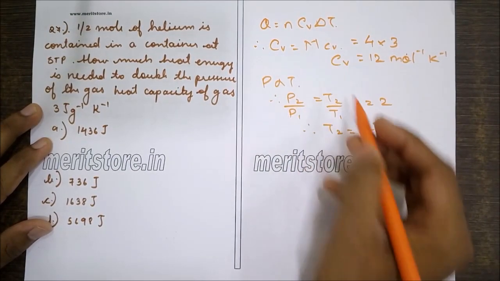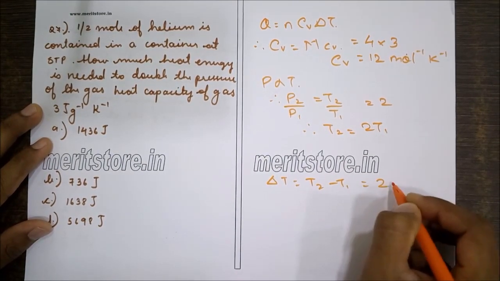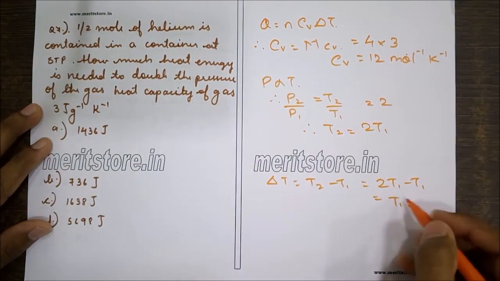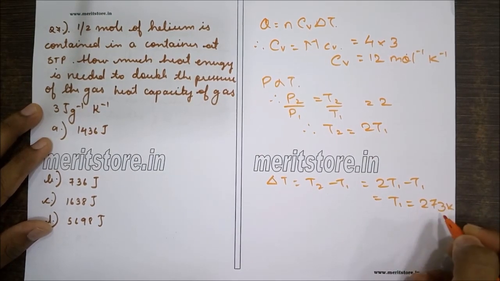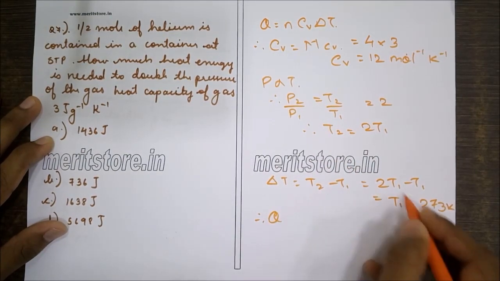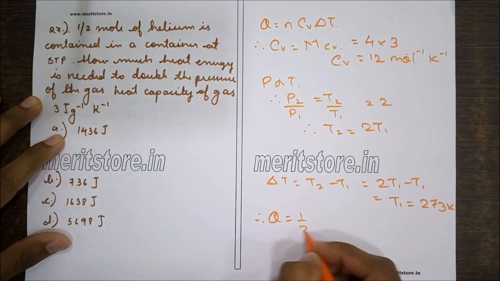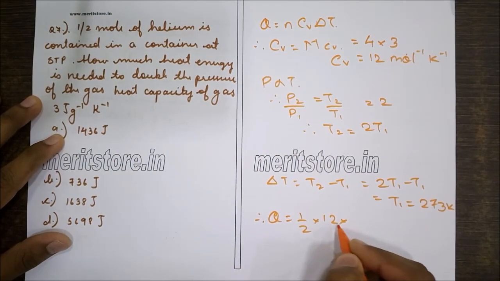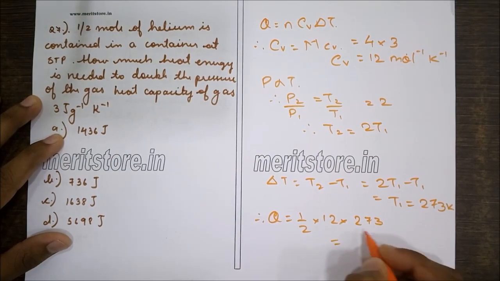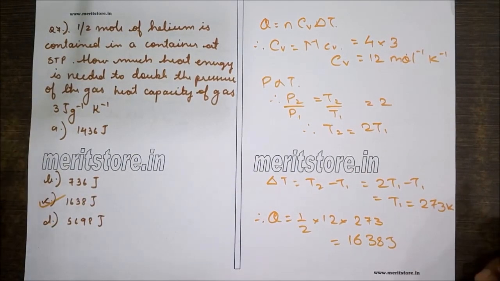Now here we need delta T. So delta T is nothing but T2 minus T1. So that is 2 times T1 minus T1, which is T1, and the value of T1 at STP would be 273 Kelvin. Now therefore, substituting all these values in this formula, Q is equal to n, which is given as half mole, so half, the value of Cv is 12, and the value of delta T is 273. So solving this we get 1638 joules, hence option C is the correct answer.